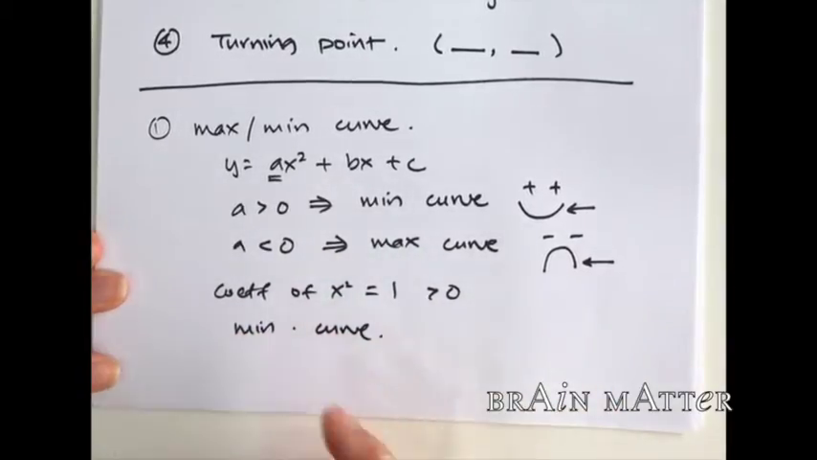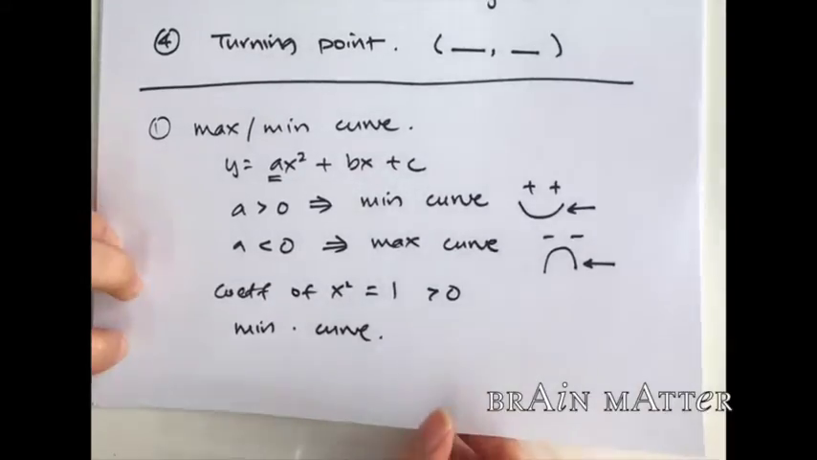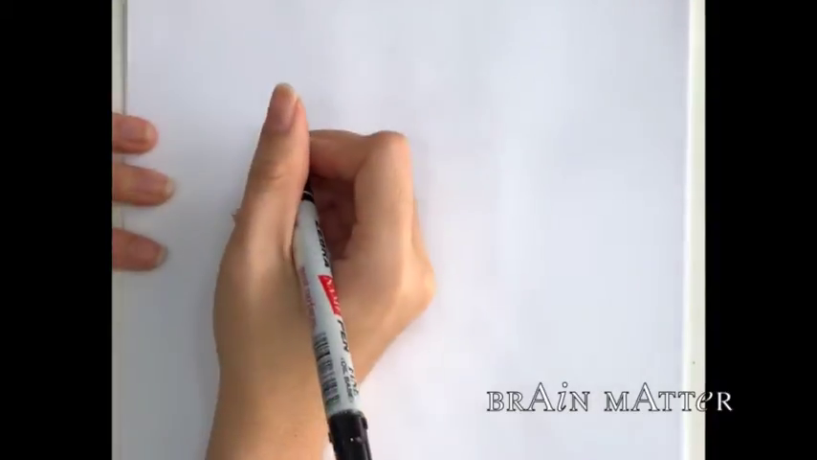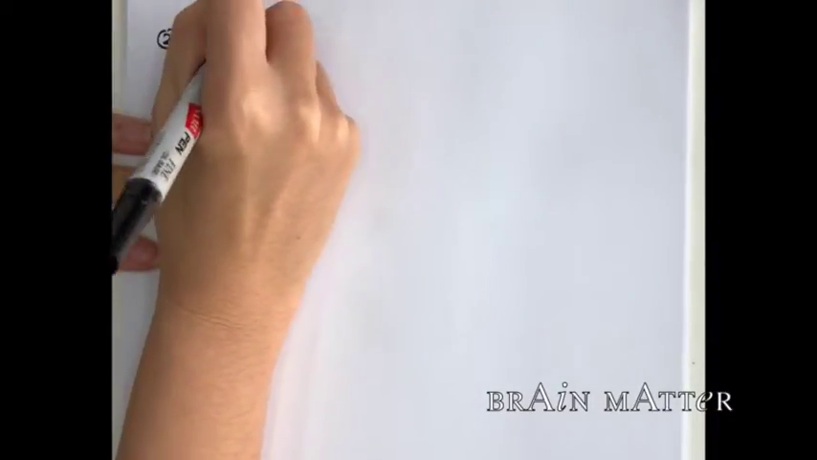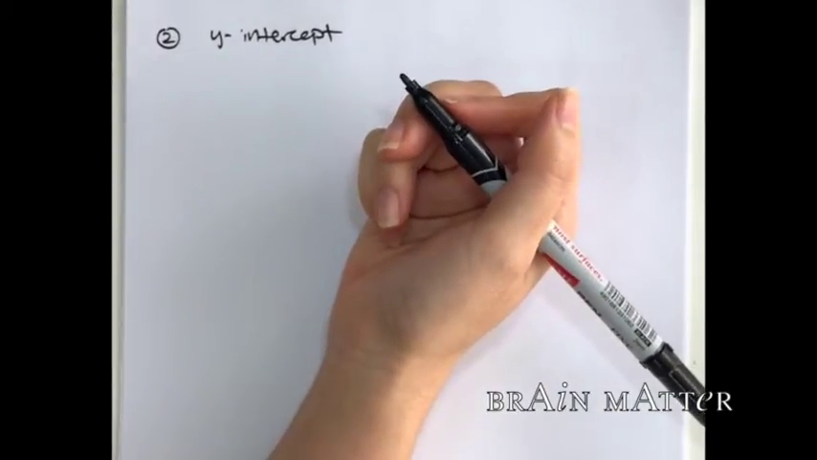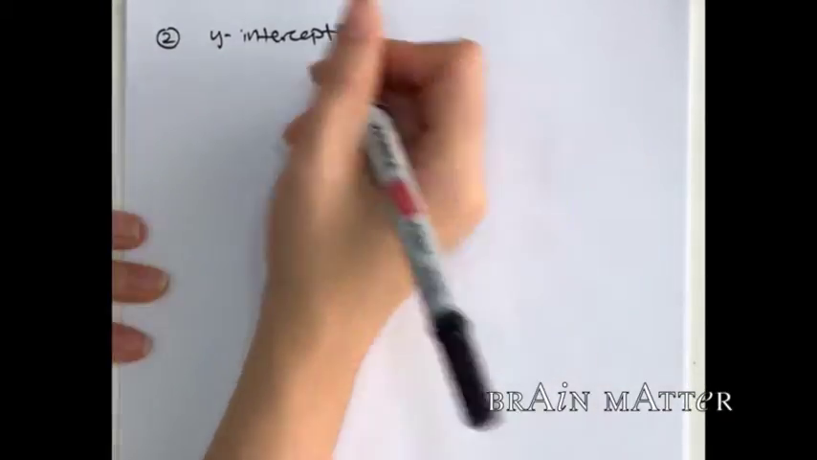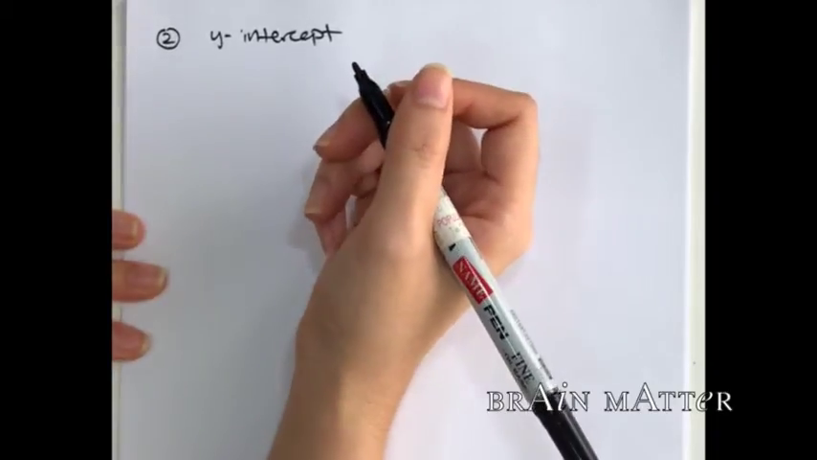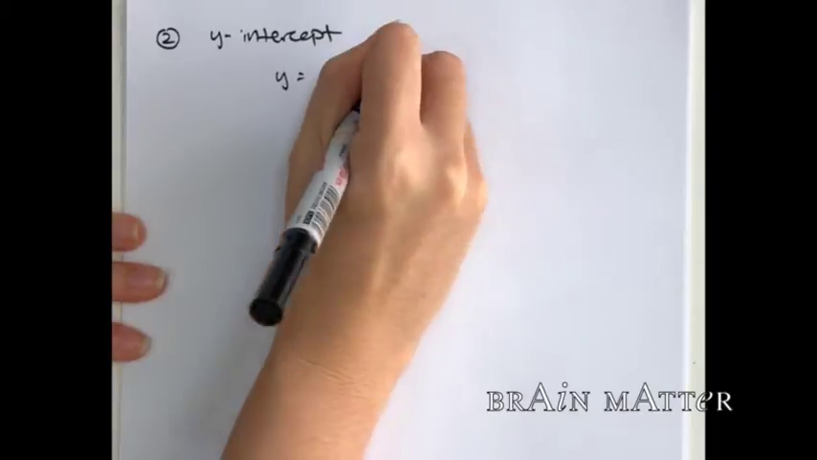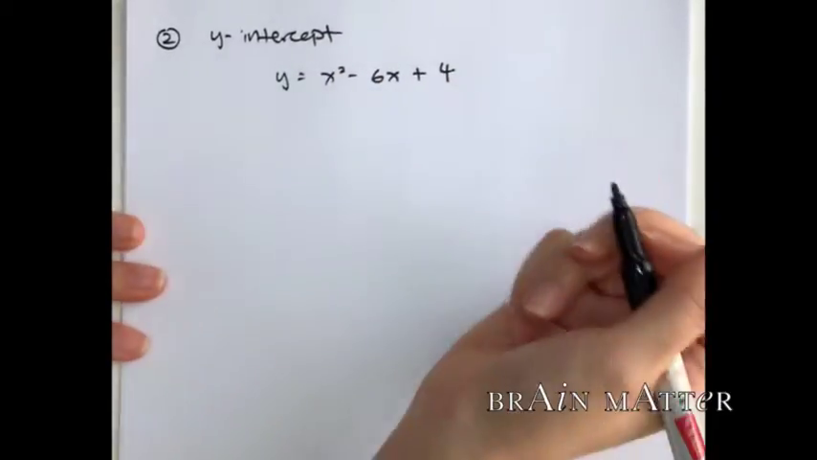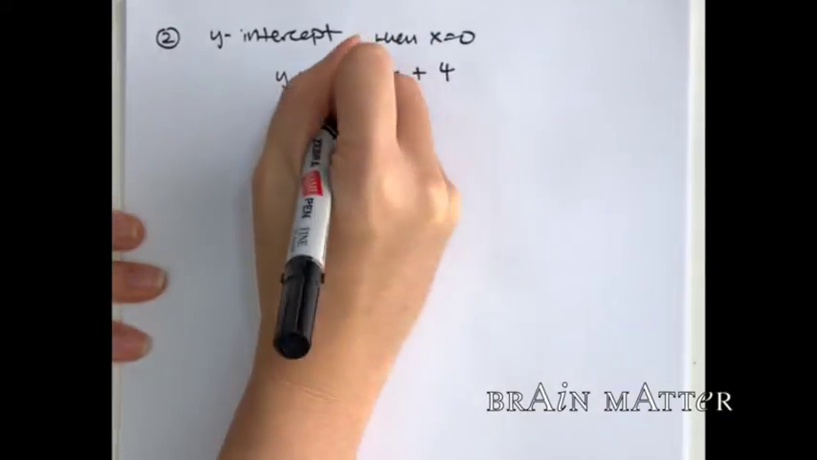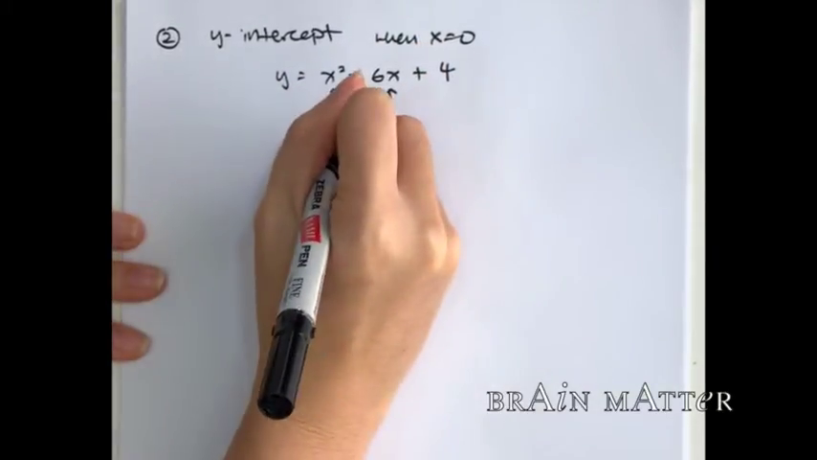Okay. Number two, we want to find the y-intercept. As mentioned, the y-intercept is where the graph cuts the y-axis. So that is when x equals 0. Generally, I will use the original equation, which is this one, because as you can see, it's much easier to substitute in x equals 0. So you actually get 4.